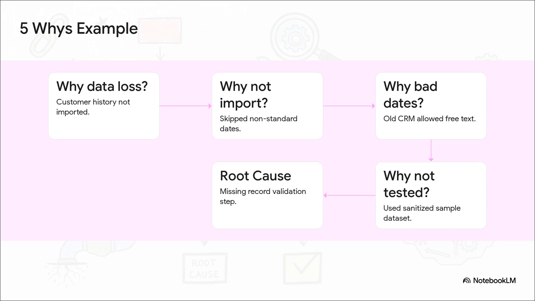Fourth, why on earth wasn't the script tested against that messy real-world data? Because the testing was done using a perfectly sanitized, fake sample dataset. And boom, right there, we hit our systemic root cause. The migration testing plan was fundamentally missing a basic validation step to compare record counts using actual production data. Just by asking why a few times, we drilled straight past the surface symptoms and found the true systemic failure.